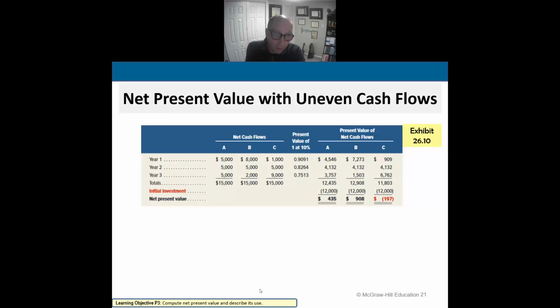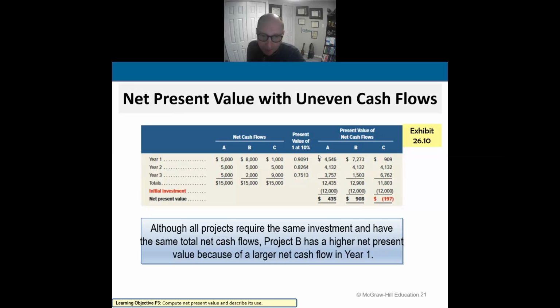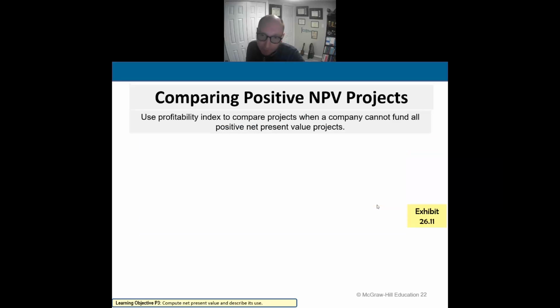And here's an example of using that concept of net present value with uneven cash flows over the years. And we use a table, of course. But again, in this class, I'm not going to ask you to make these kinds of calculations because they get very complex. That's more for a finance class.